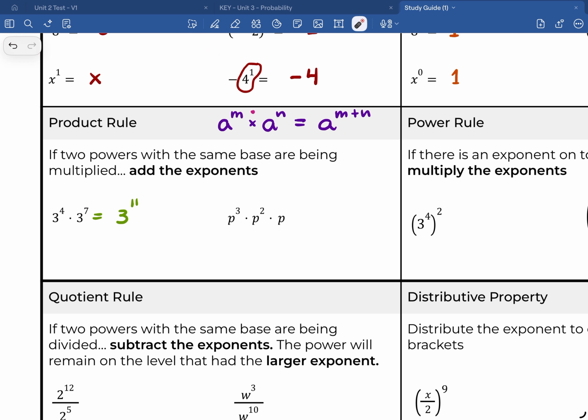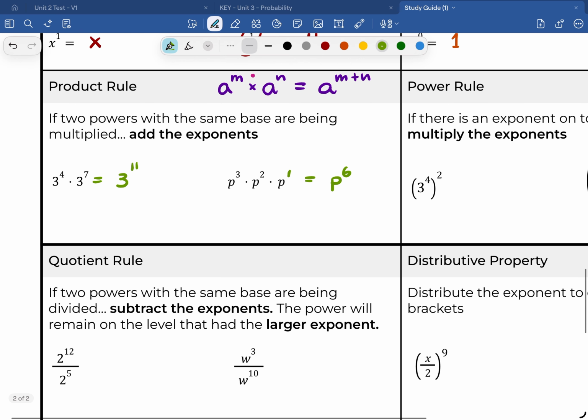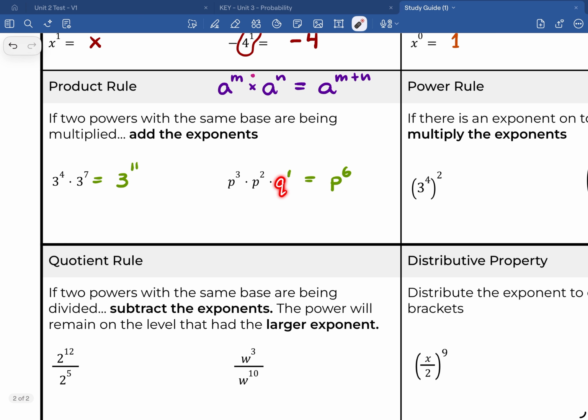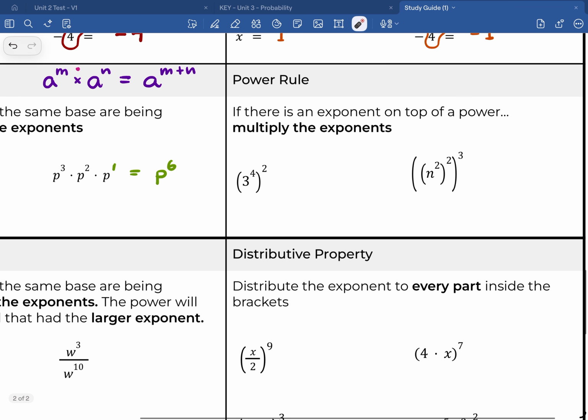In this case, our base is p, so we can join those together. This is one of those examples where we don't have an exponent here, and so we have to remember that the invisible exponent is 1. But then we say, okay, this will be p to the power of something, and that something is whatever 3 plus 2 plus 1 is, which is 6. We'll see some examples in a bit where if we had different variables, how we handle that.